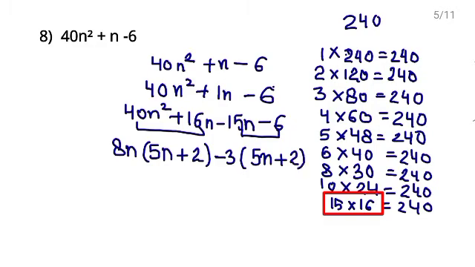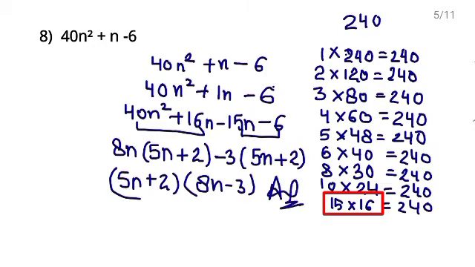Minus 3 times 2 is 6. Now these are common binomial factors, so take it common: 5n plus 2. Now in the bracket you have 8n minus 3, right? So this is your answer, 5n plus 2 into 8n minus 3. Next question, question number 10 is 6 minus 9c minus 27c square.